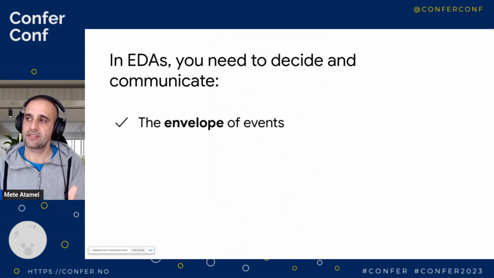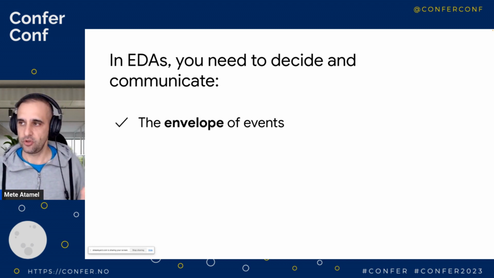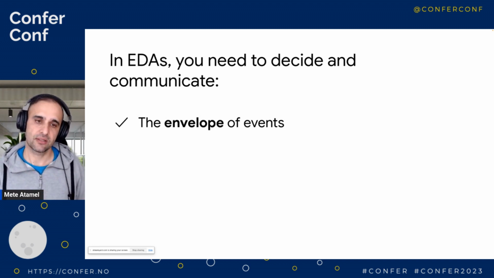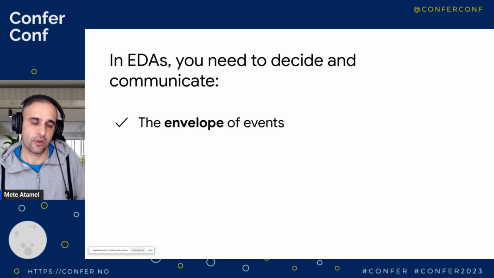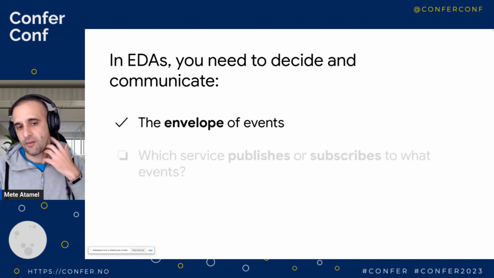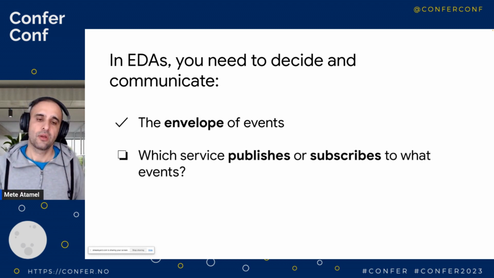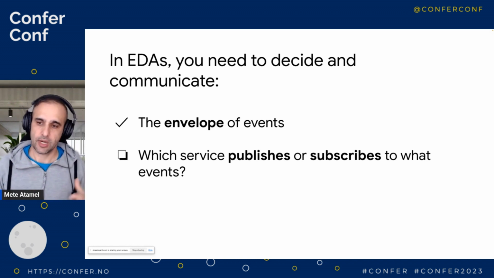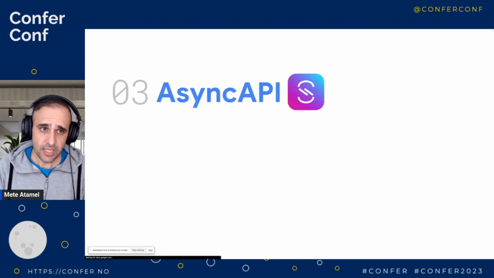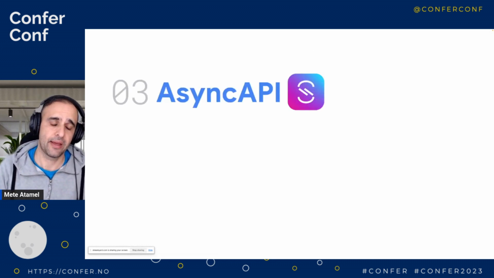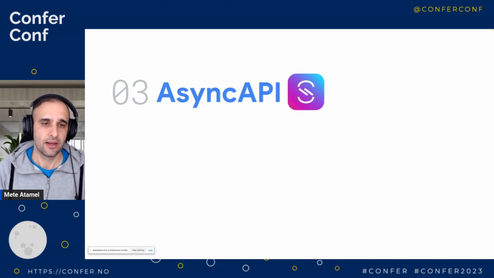So CloudEvents give you an envelope that you can use, and there are good reasons to go with that. Hopefully, I convinced you of that. But you still need to decide which service publishes or subscribes to what events, and how you communicate that as well, okay? That's when AsyncAPI comes into the picture. So let's talk about AsyncAPI next.